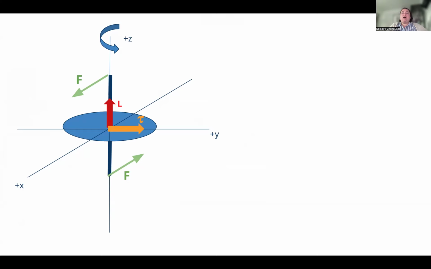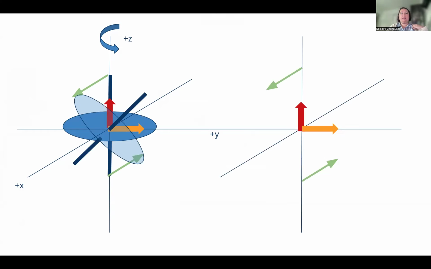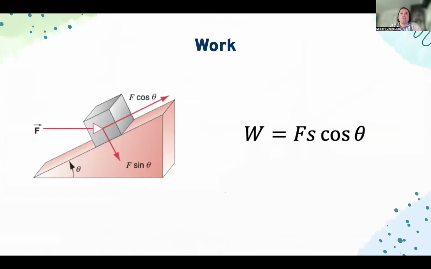And so our angular momentum is in positive Z, and our torque is in positive Y. So it's going to precess toward the direction of the torque, or toward that positive Y axis. It's going to start to tilt that direction. That's a reminder of precession.